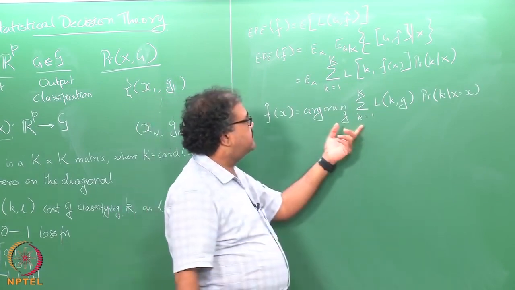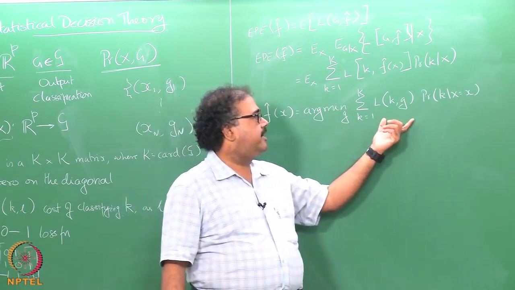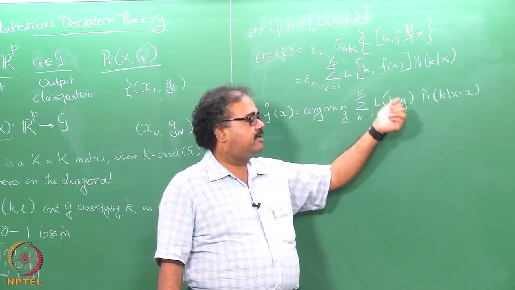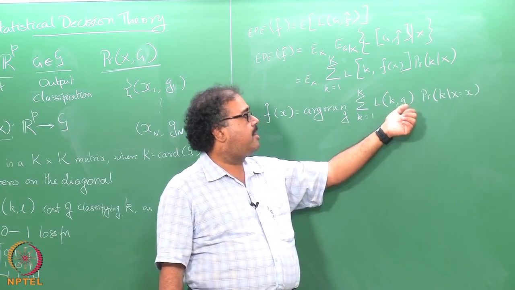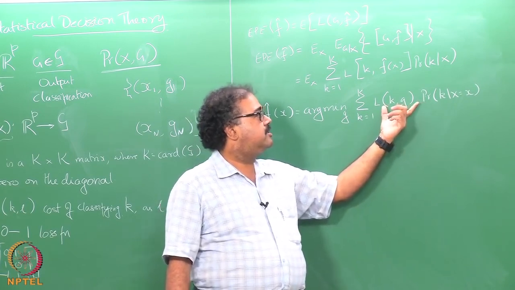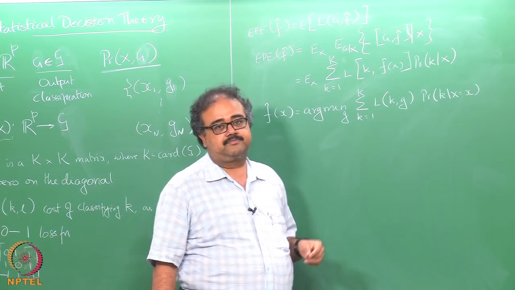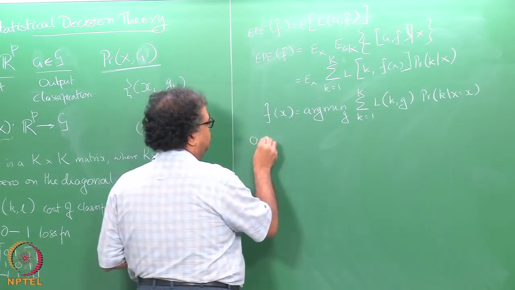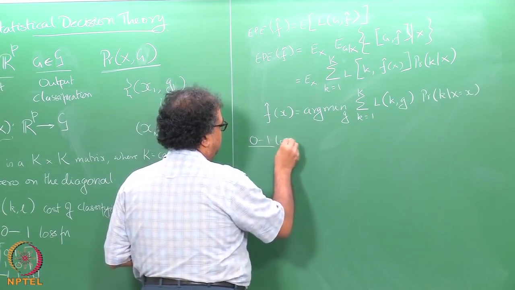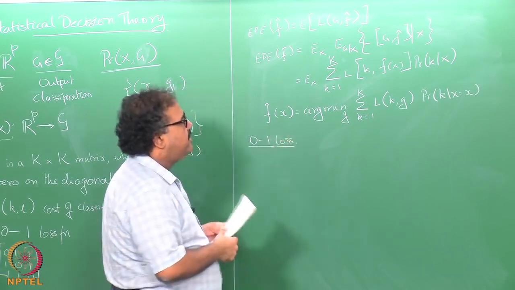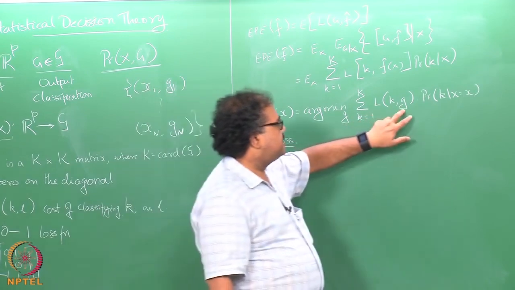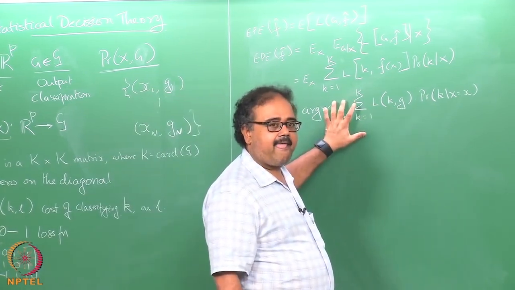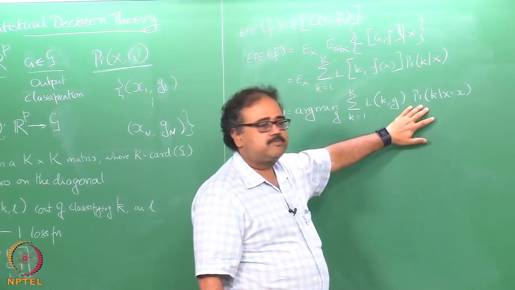So, this essentially says that I am going to pick the prediction g that gives me the smallest expected error. Suppose I have the 0-1 loss function. So, what does this mean? I should essentially set my g to be that k which has the highest probability.